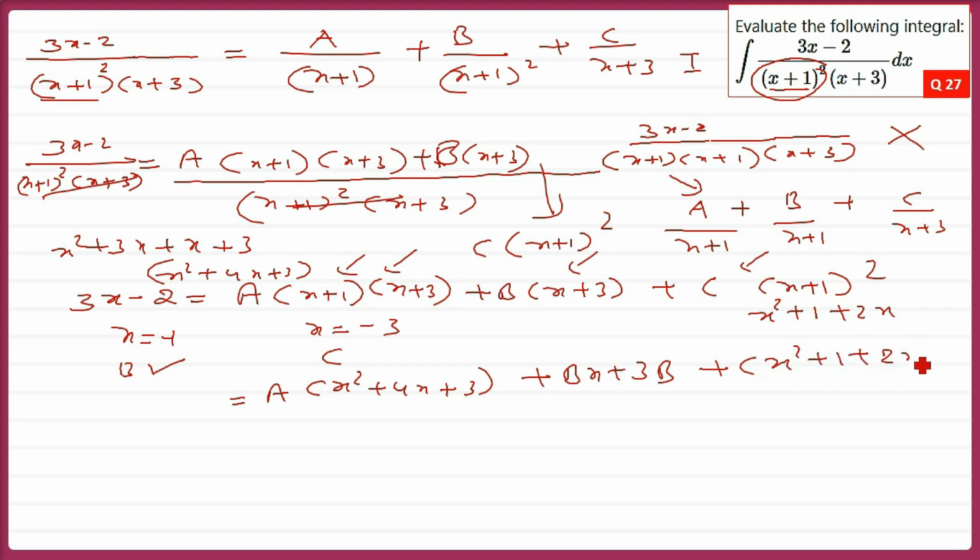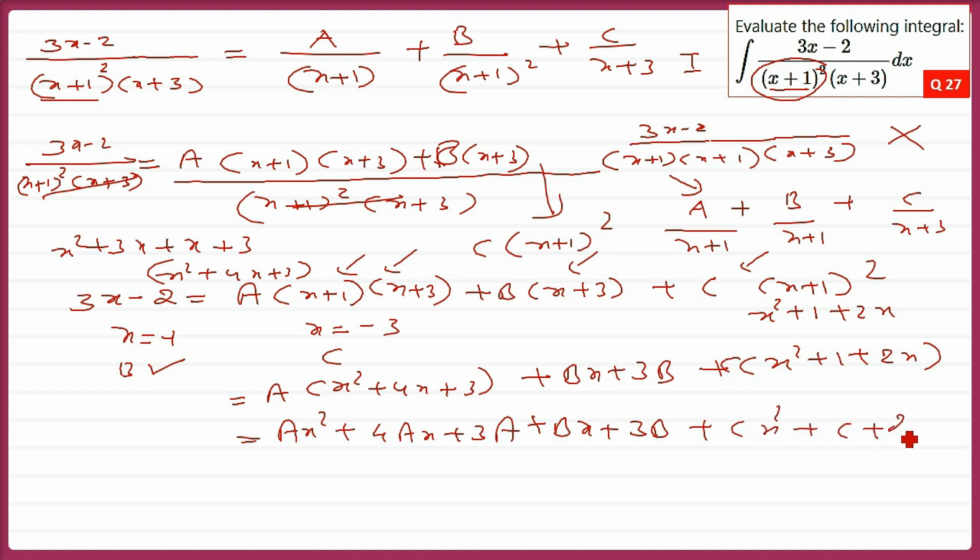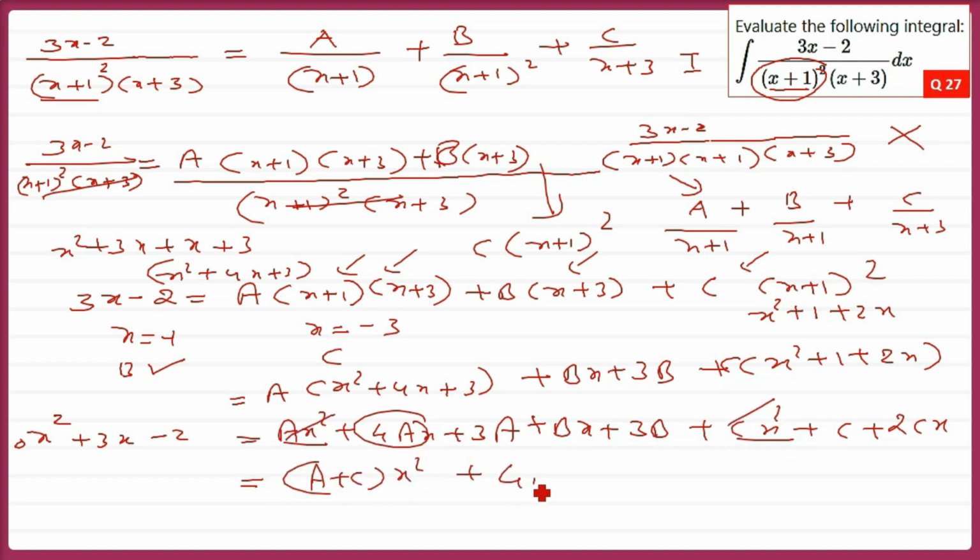So cx square plus c plus 2cx. When you multiply inside, you get ax square plus 4ax plus 3a plus bx plus 3b, and then cx square plus c plus 2cx. On the left we have no x square terms, so 0x square, 3x and negative 2. Now let's compare. We have a plus c with x square. Then we have 4a plus b plus 2c.